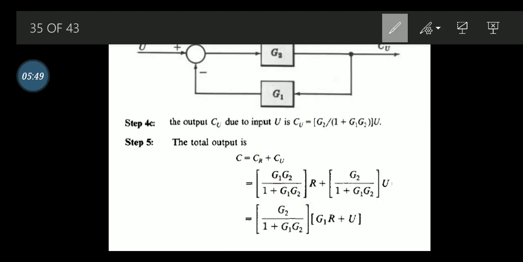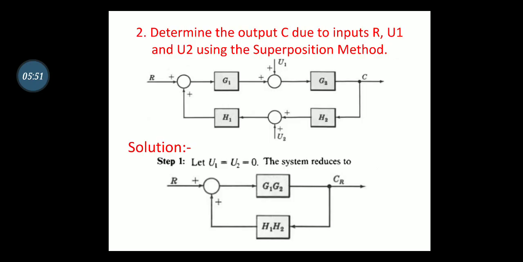So this is one example, and let me consider one more example, that is determine the output C due to inputs R, U1 and U2 using the superposition method.